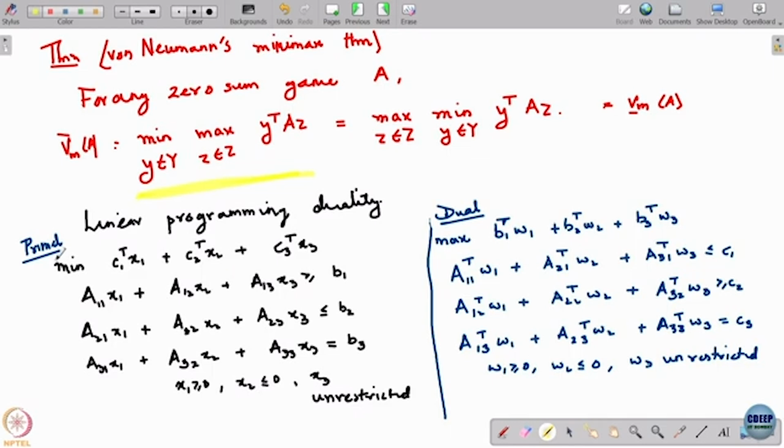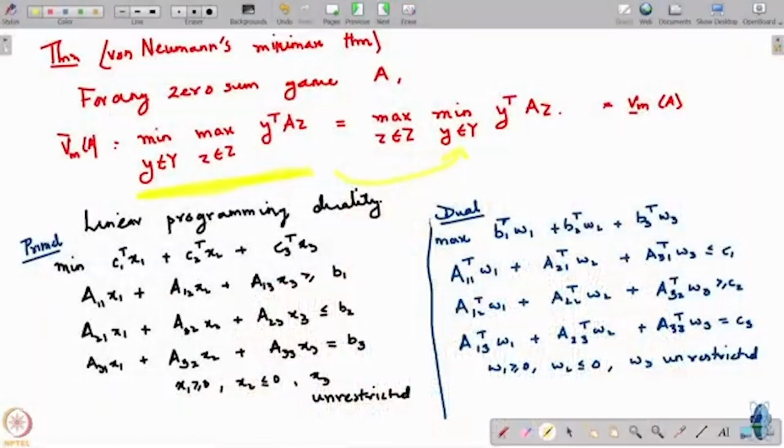Okay, it will correspond to one of these. It will correspond to the primal problem. So this one we will write out as a linear optimization. It will be taken as the primal problem. Then take its dual problem, and show that the dual problem actually is nothing but this problem itself.